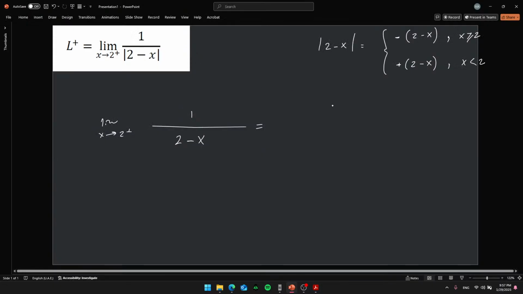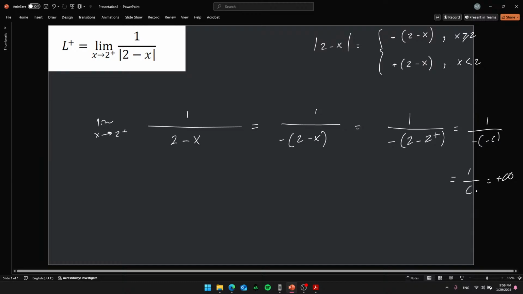So when x is greater than 2, we'll choose 1 over negative 2 minus x. So 1 over negative 2 minus 2 from the right. So 1 over negative of negative number. Negative of negative number, so negative, negative, positive. So 1 over a number which is positive infinity. Okay? That's how you solve it.